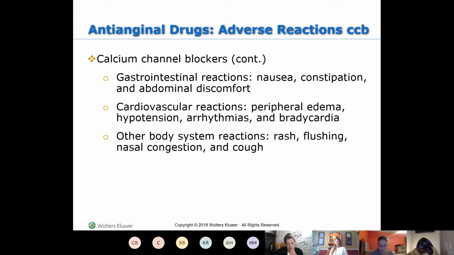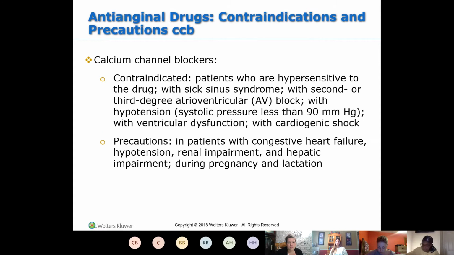All right, almost every drug causes nausea, constipation, abdominal discomfort, or has the potential to. We talked about all that already. I think that's a duplicate slide. All right. Calcium channel blockers are contraindicated in patients who are hypersensitive to the drug, those with sick sinus syndrome, and second and third degree AV block.